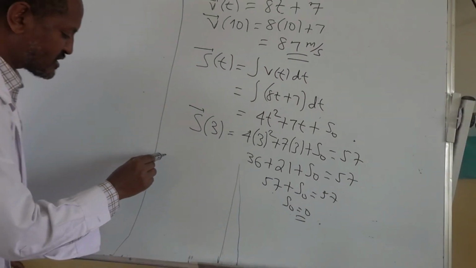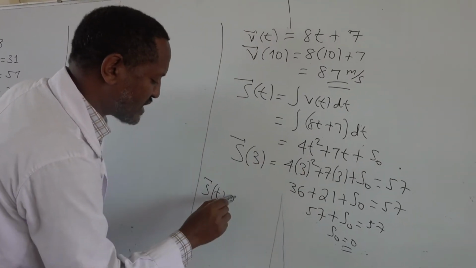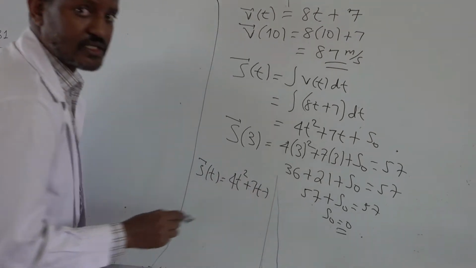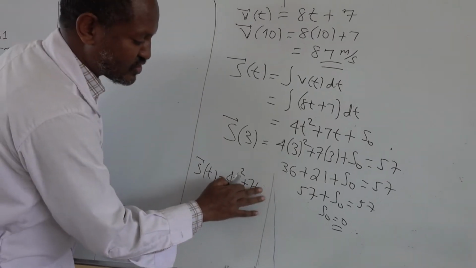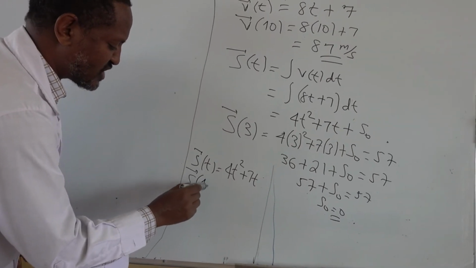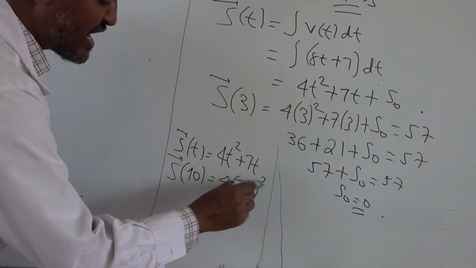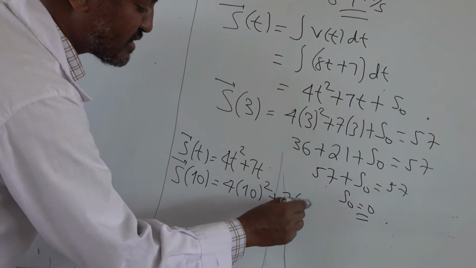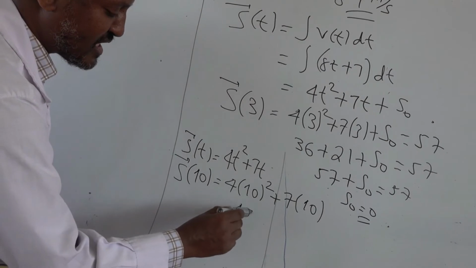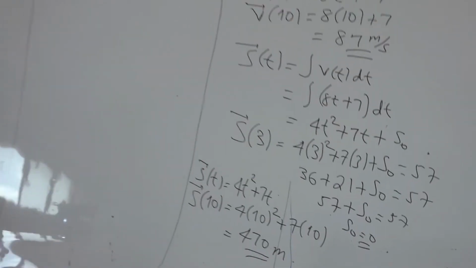So let's rewrite the formula for S of t. S of t is 4t squared plus 7t plus S naught, but S naught is 0. So the question is to calculate displacement at t equals 10 seconds. It is a matter of substituting 10 in place of t. So you'll have 4 times 100, 400, plus 70, that is 470. This is the displacement of the particle at t equals 10 seconds.